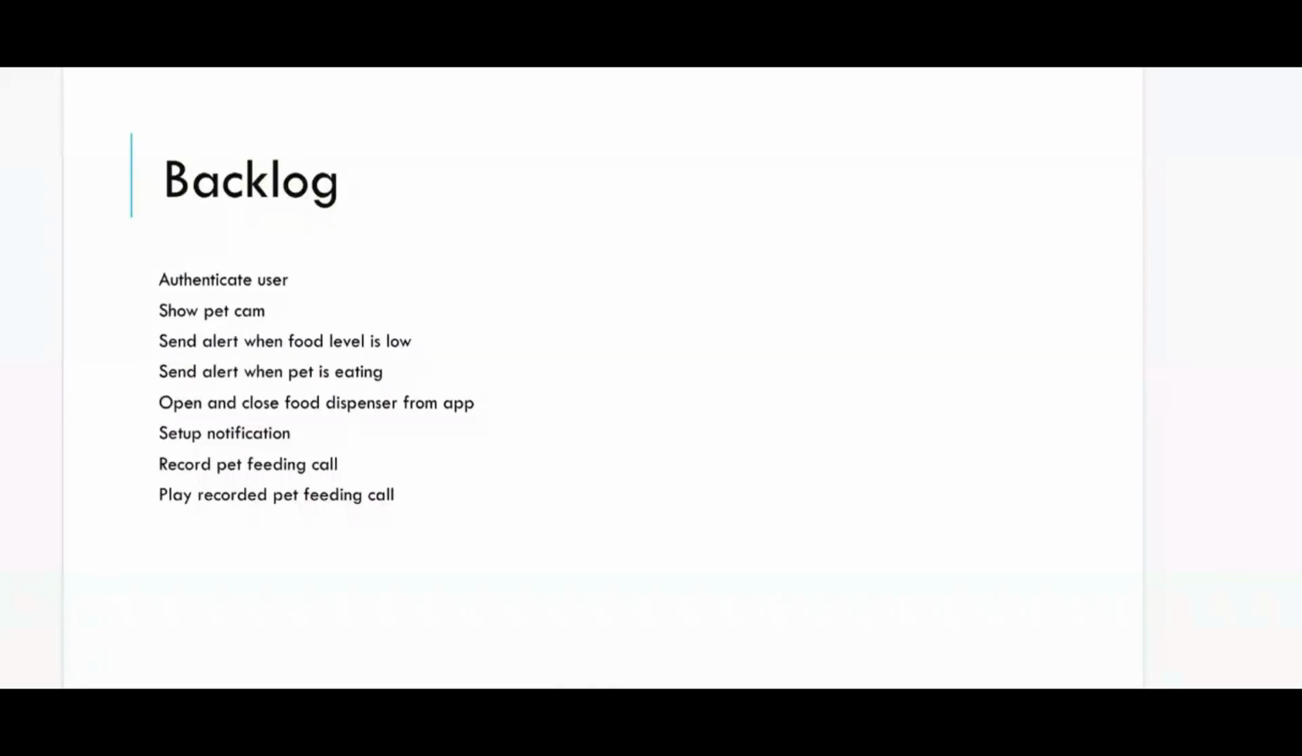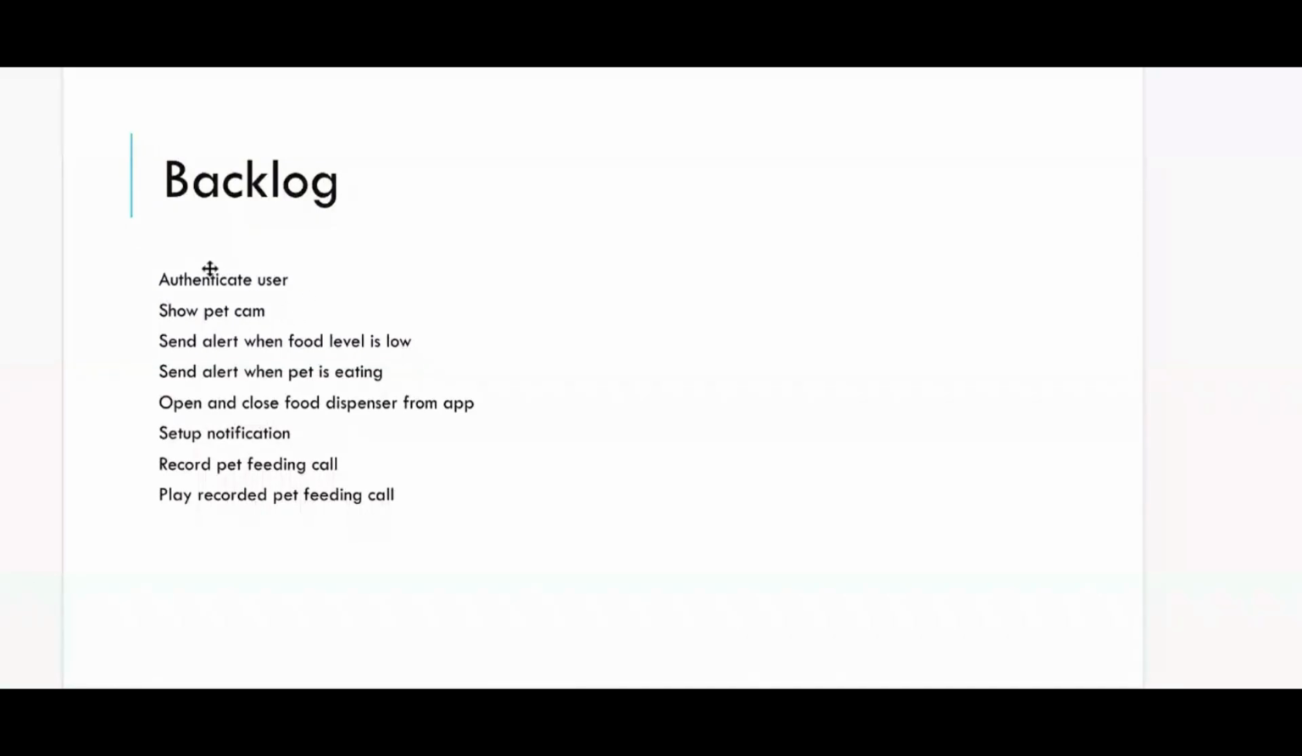And I'd have features like authenticate user, show pet cam, send alert when food level is low, send alert when pet is eating, open and close the food dispenser from the app, set up notification, record pet feeding call, play recorded pet feeding call. So these are some of the features that you'd be having in your backlog at a higher level.